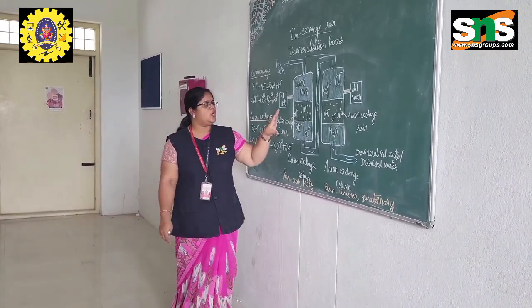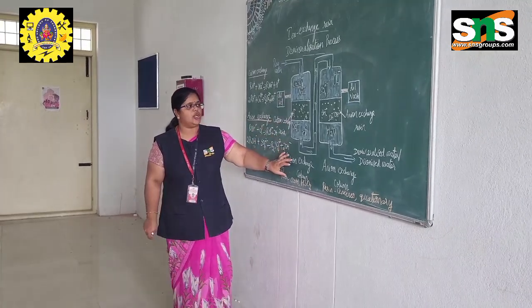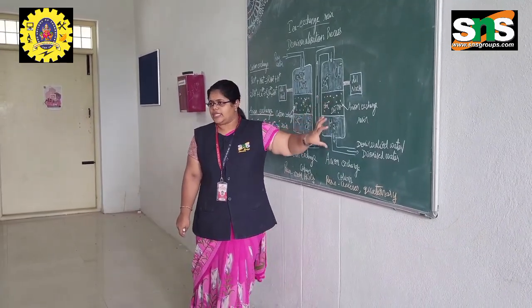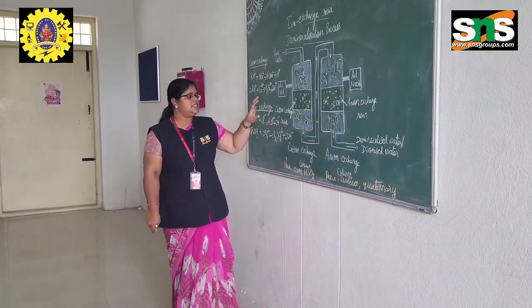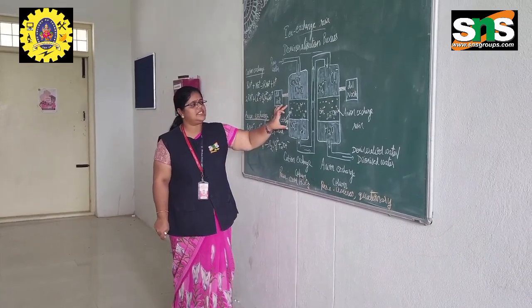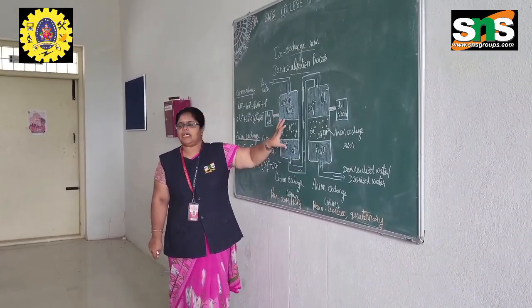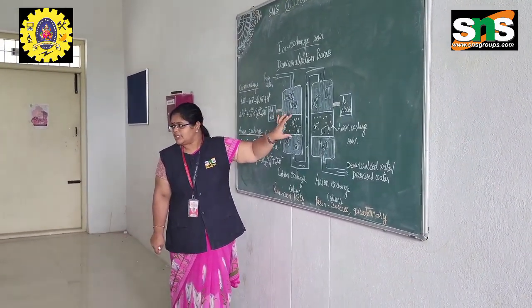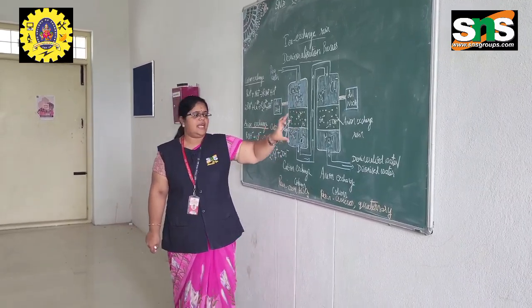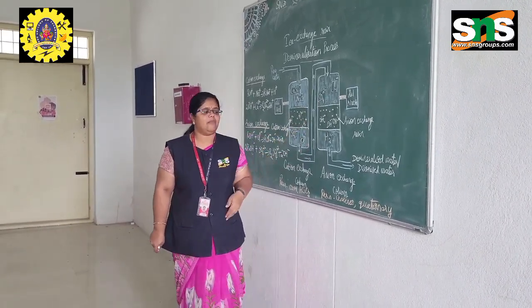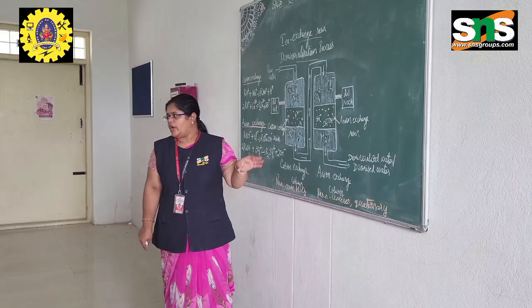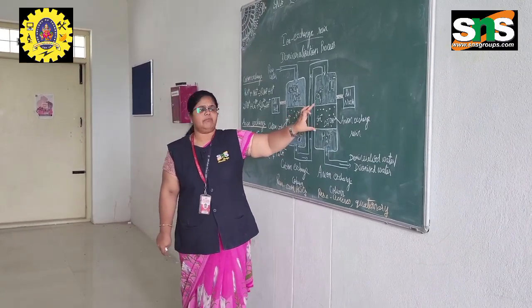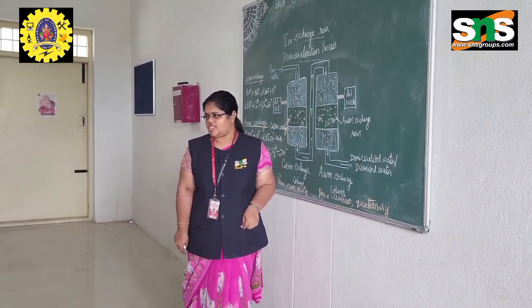So you have two columns. This is the cation exchange column, and the next is the anion exchange column. The resins present in the cation exchange column are COOH and SO3H. In the anion exchange column, you have resins like amines and quaternary amines, quaternary ammonium. All these are used as a resin in the anion exchange column.